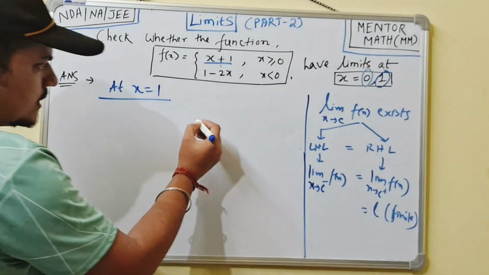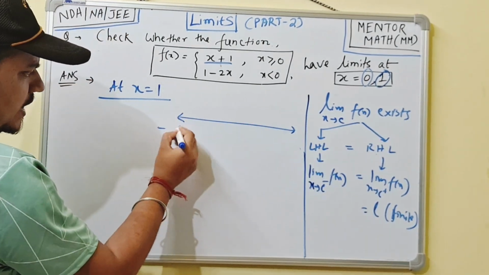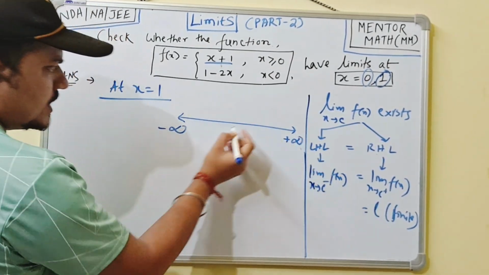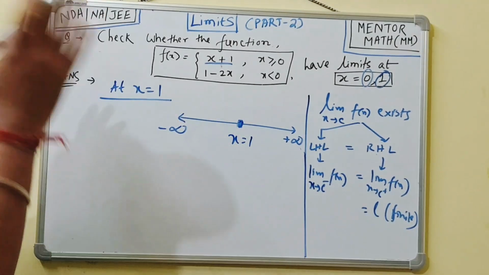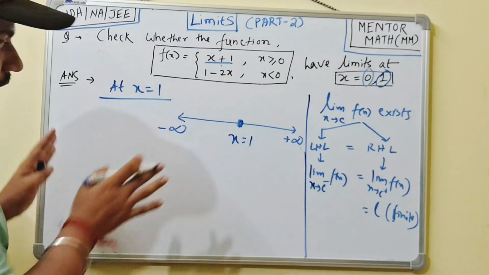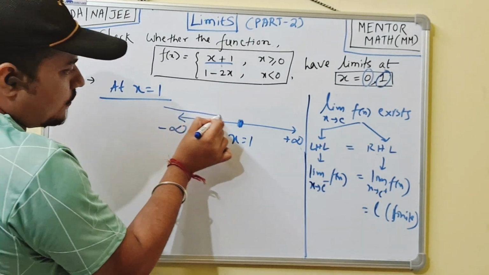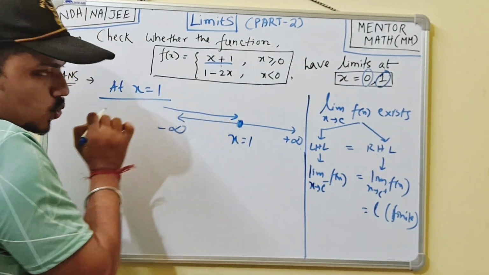You can draw that diagram also: this is minus infinity, this is plus infinity. Here we have to check the point x equal to 1. You can roughly think of this as a virus point, and you have to attack that point from the left side, coming close to it.